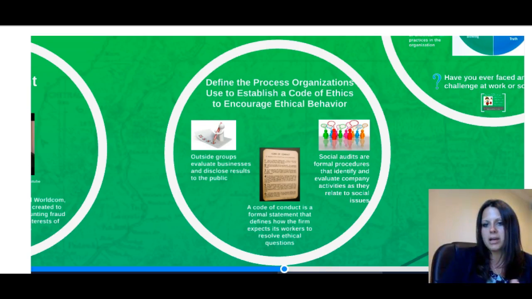There are other ways to help encourage ethical behavior. Outside groups can evaluate businesses and disclose results to the public as another way to show how the business is engaging in ethical conduct. Social audits are also these more formal procedures that identify and evaluate company activities as they relate to different societal issues. So for example, they might look into how much they're paying their employees and if there are large gaps between different genders, different races, etc.